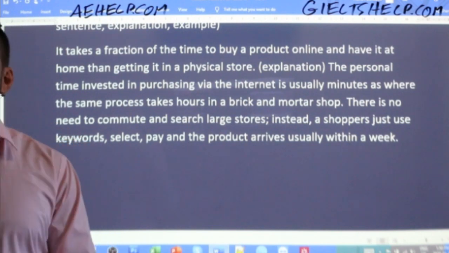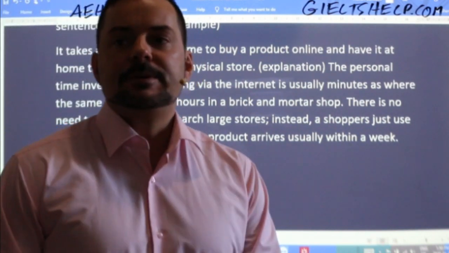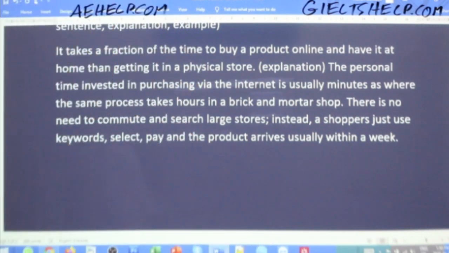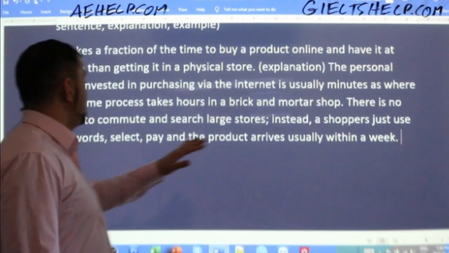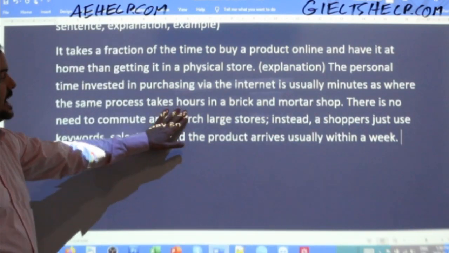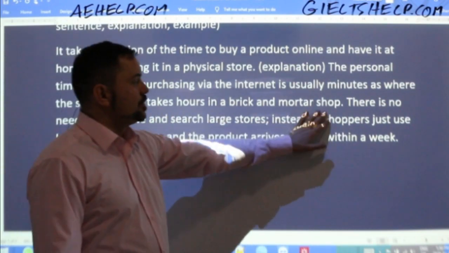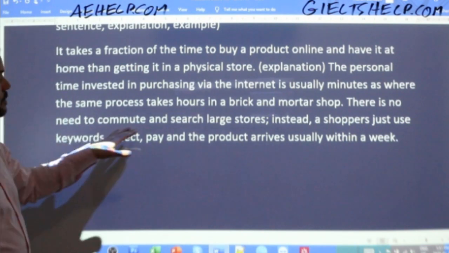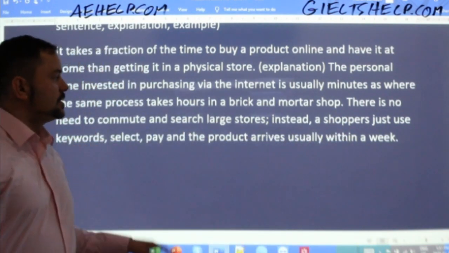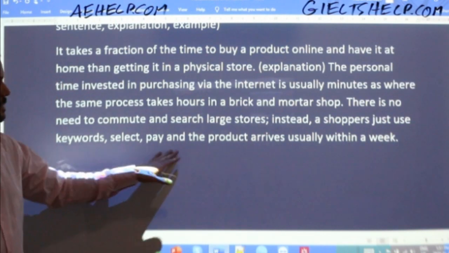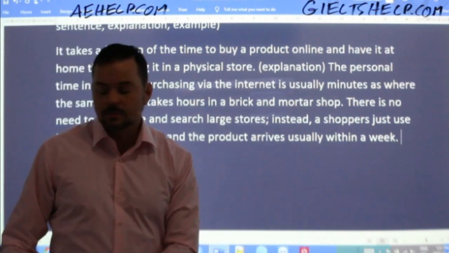So let's see what you have. Keep typing. Keep going with your explanations. This is what I wrote. So the personal time invested in purchasing via the internet is usually minutes, whereas the same process takes hours in a brick and mortar shop. There is no need to commute and search large stores. Instead, shoppers just use keywords, select, pay, and the product arrives usually within a week.